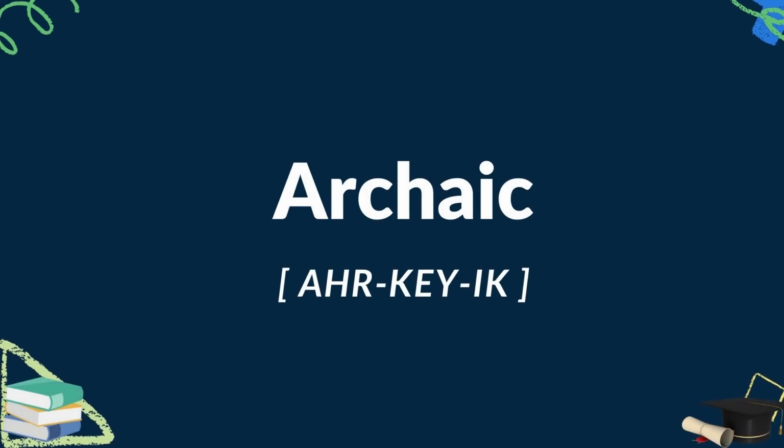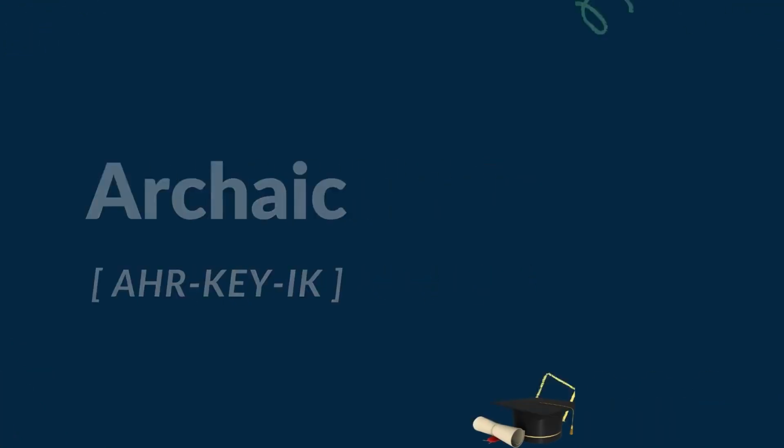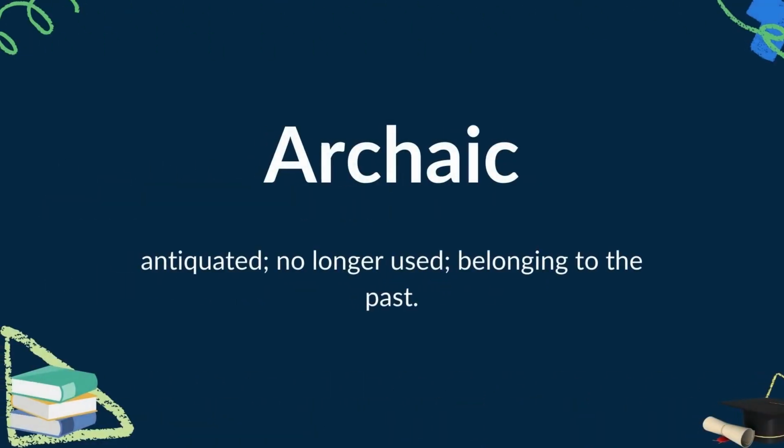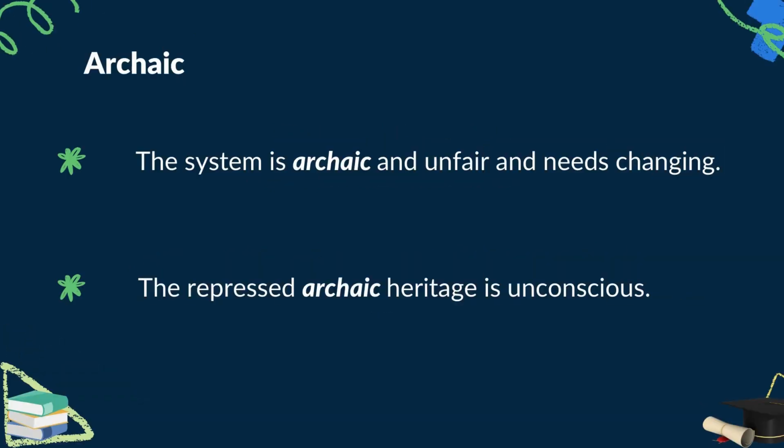The next word is archaic. A-R-C-H-A-I-C. Archaic. Archaic means antiquated, no longer used, belonging to the past. Here are some ways you can use the word in a sentence. 1. The system is archaic and unfair and needs changing. 2. The repressed archaic heritage is unconscious.